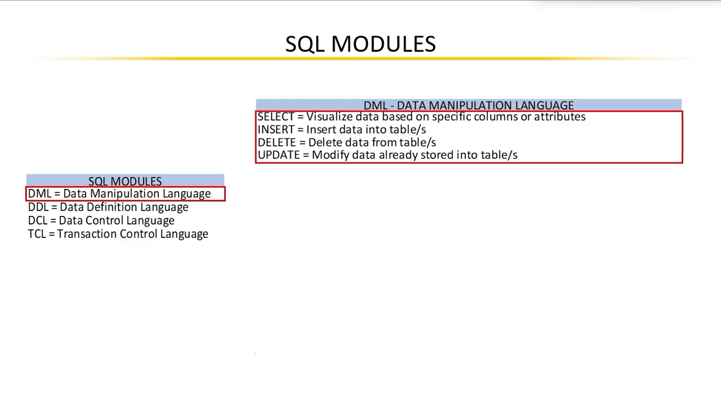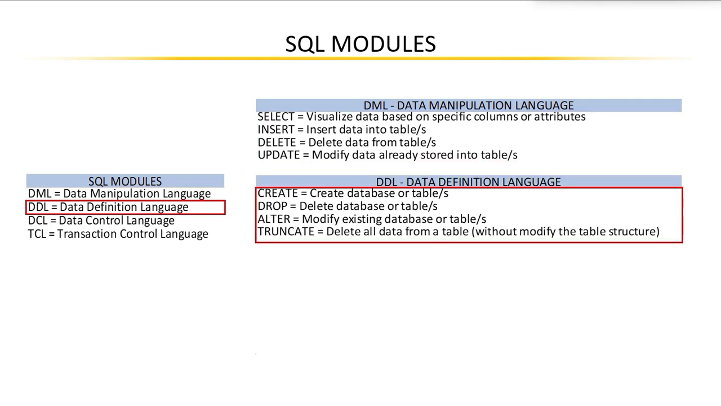Using specific commands, we can browse through the library searching for books of interest. The command that enables us to do so is called select. Similarly, we can add or remove books from the library, respectively using the insert and delete commands. And finally, with the update command, we can modify book information, like when we want to move books from one section to another. All these commands belong to the DML module, Data Manipulation Language.